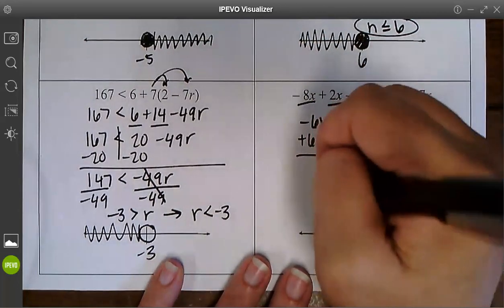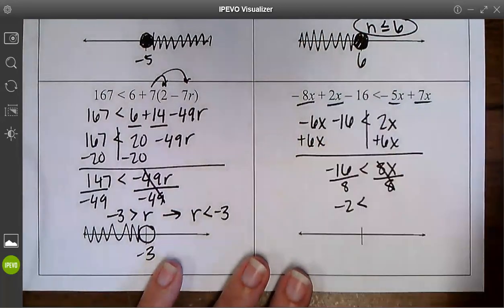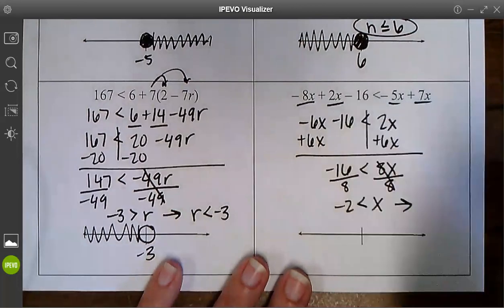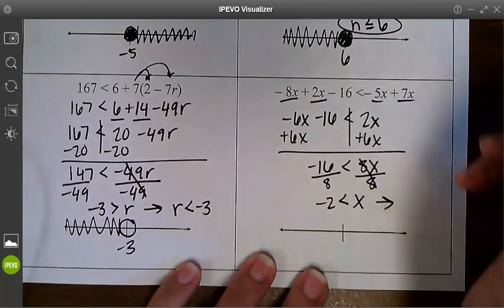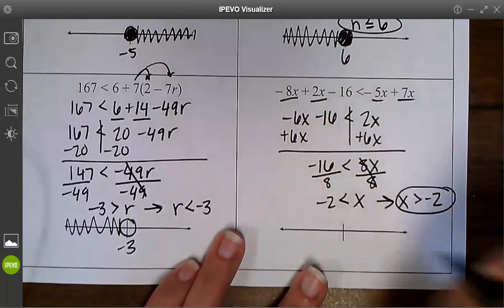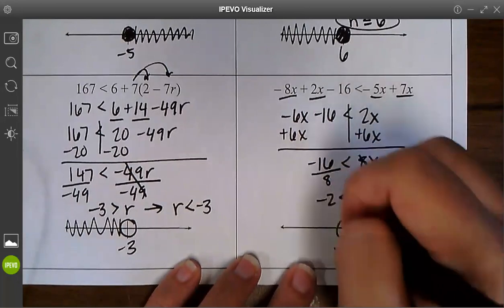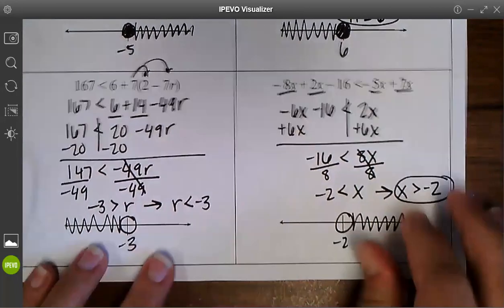Divide both sides by 8. I'm dividing by a positive this time, so I have negative 2. I leave my inequality. When I go to rewrite it, it's pointing at negative 2, so it needs to point at negative 2 over here. So I have x is greater than negative 2. So that's an open circle and shade to the right.